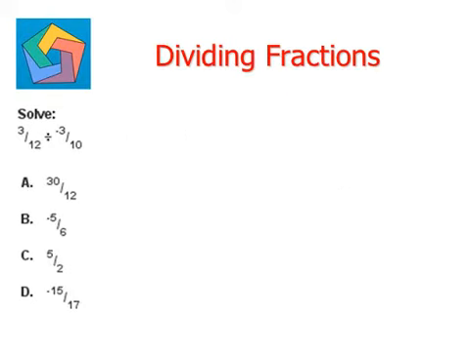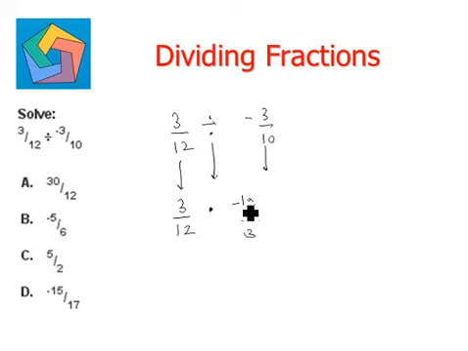Now the next one says 3 twelfths divided by -3 tenths. Now, as per the rule, keep it, that is the first fraction as it is, change it, we change it to multiplication, flip it. So 3 tenths becomes 10/3, and we'll not forget the negative sign. Now we carry out a normal multiplication.